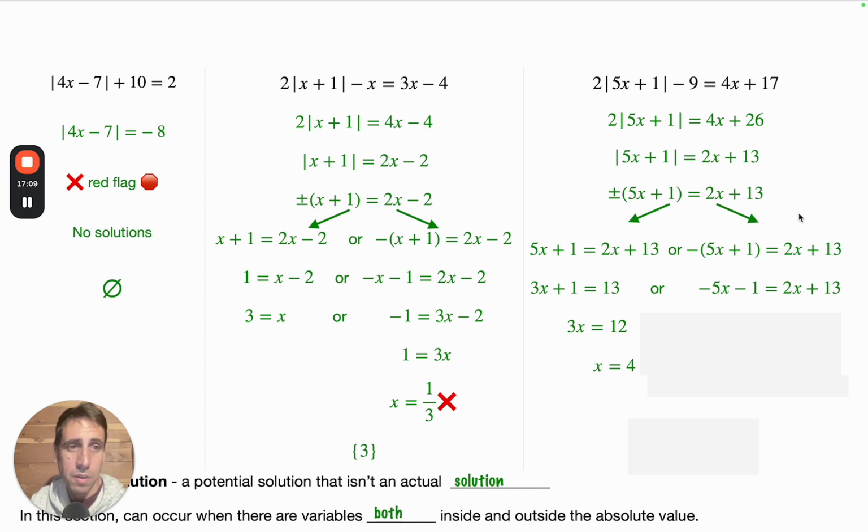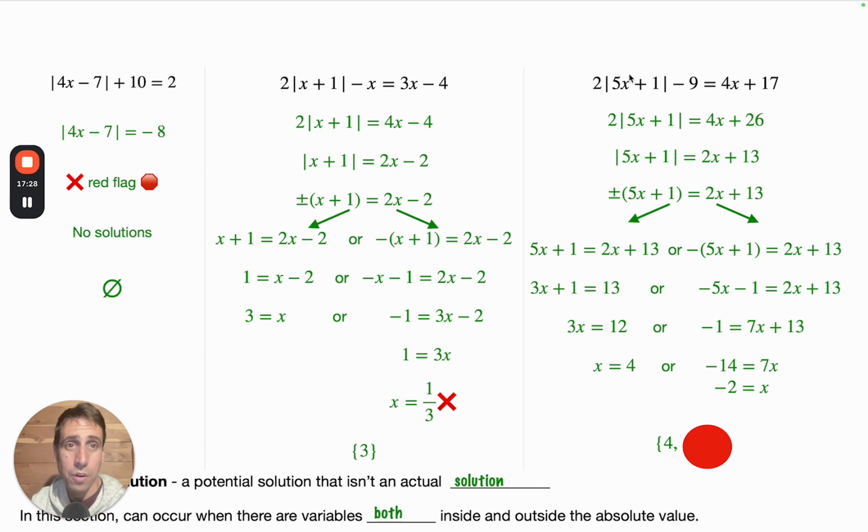What do I want to do? I think I'm going to add 5x to both sides. And then I'm going to subtract 13 to get negative 14 is equal to 7x. Dividing both sides by 7, you get negative 2 equals x. So we've got two solutions here, 4 and negative 2. Turns out they both work.